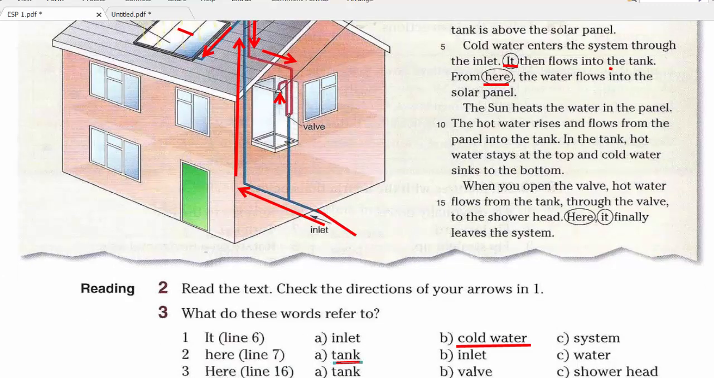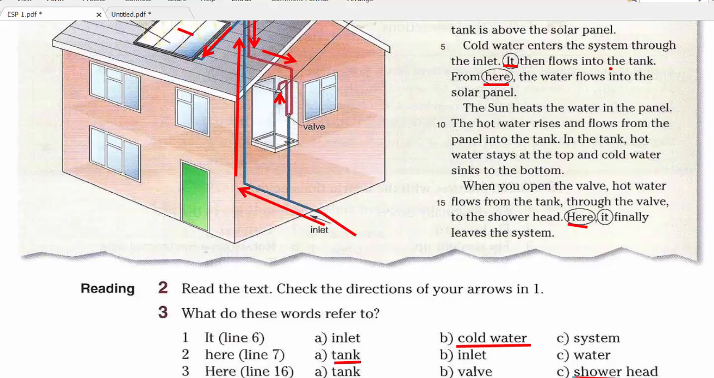Here, line 16. This one. Here, it finally leaves the system. Right, let's read. When you open the valve, hot water flows from the tank through the valve to the shower head. Here, it finally leaves the system. Here refers to the shower head.